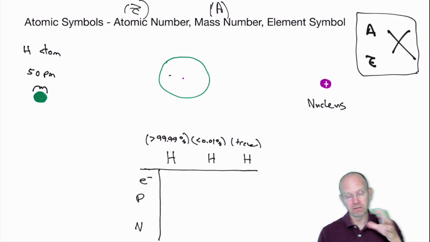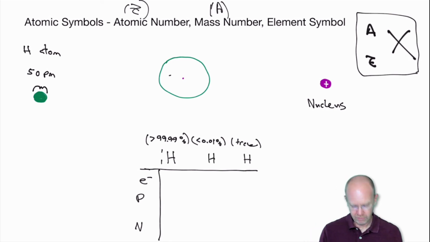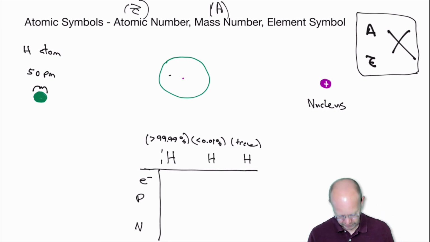That means in the nucleus, there's only one proton, and in fact, there are no neutrons in the most common isotope of hydrogen. So in the nucleus we have atomic number 1, and there are no neutrons, so the mass number is also 1. So we would symbolize it that way. We have one electron, one proton, and zero neutrons in hydrogen 1.